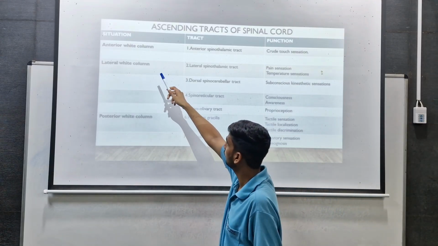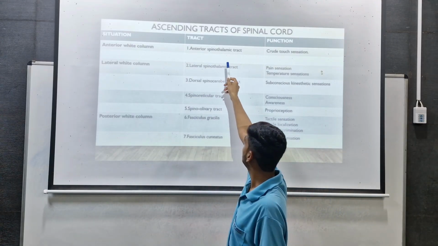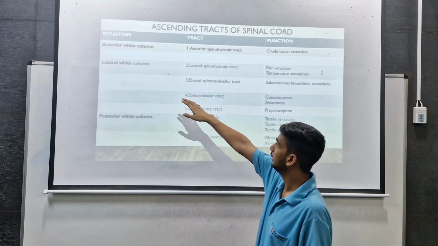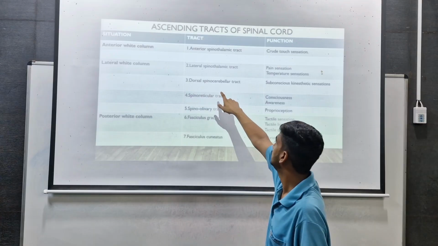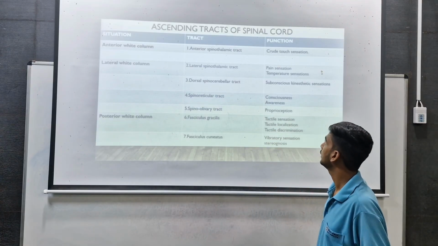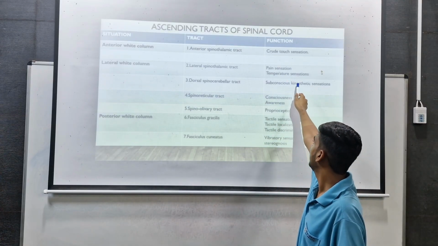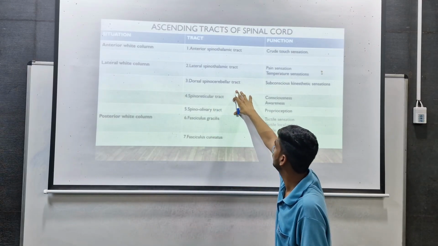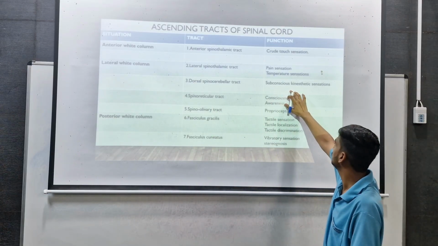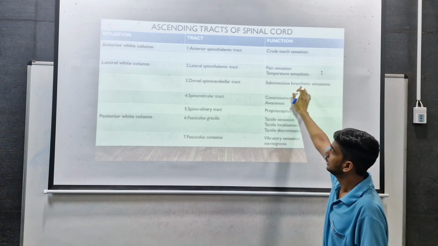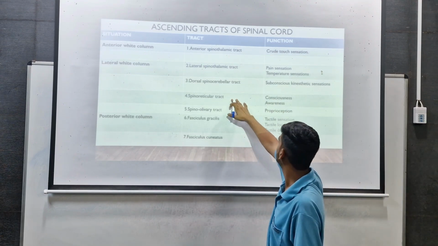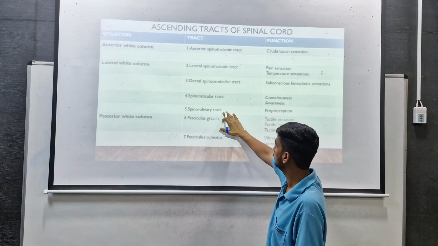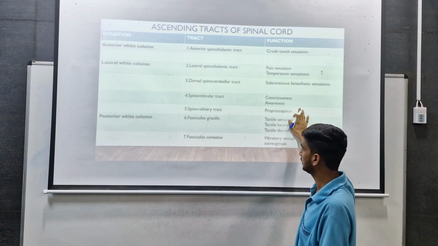So first, the anterior white column. The tract is the anterior spinothalamic tract, which has the function of crude touch sensation. Another is the lateral white column, which has the lateral spinothalamic tract, that is pain sensation and temperature sensation. The third one is the dorsal spinocerebellar tract, which has the function of subconscious kinesthetic sensation. Another is the spinoreticular tract, which has the function of consciousness and awareness. Another is the spino-olivary tract, which has the function of proprioception.